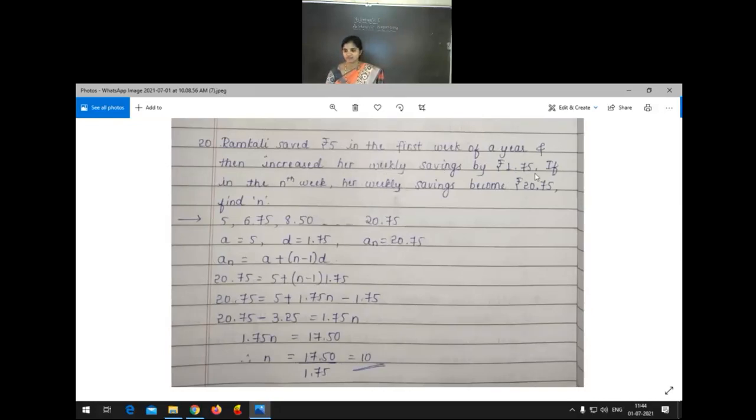Rupees 1.75. If in the nth week her weekly savings becomes rupees 20.75, find n. Try to understand the question. Ramkali saved rupees 5 in the first week of a year.